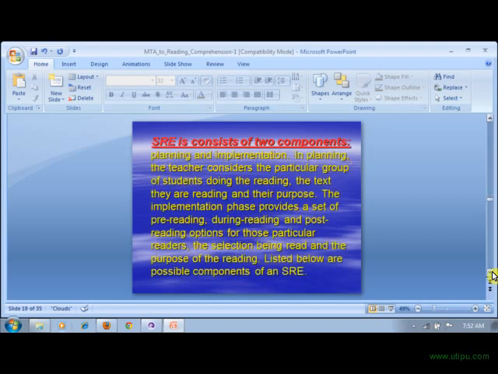SRE consists of 2 components, planning and implementation. In planning, the teacher considers a particular group of students doing the reading, the text they are reading, and their purpose. The implementation phase provides a set of pre-reading, during reading, and post-reading options for those particular readers, the selection being read, and the purpose of the reading. Listed below are possible components of an SRE.